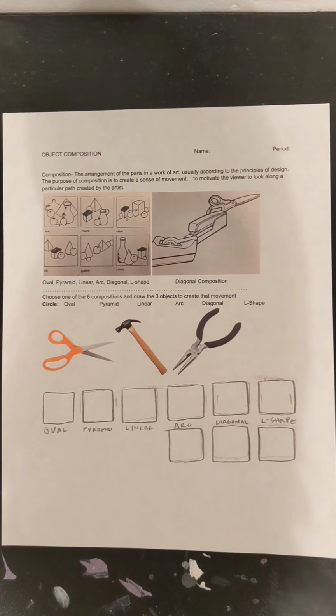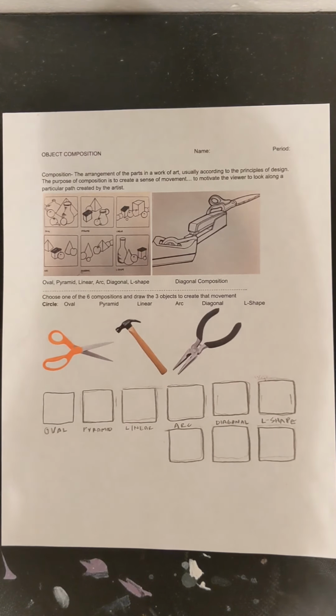So we're going to start with the definition. Composition is the arrangement of the parts in a work of art. Usually, according to the principles of design, the purpose of composition is to create a sense of movement to motivate the viewer to look along a particular path created by the artist. So you're going to write that on the top of the page. Again, you can fill it in now, or you can get that in later.